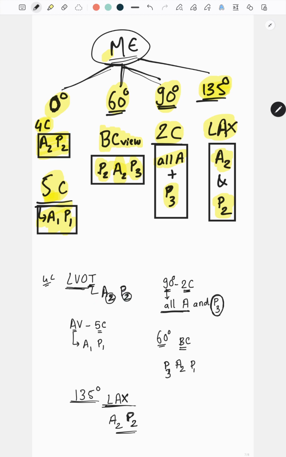At around 90 degrees, the aortic valve is seen. That is the 5-chamber view, A, that is the first letter, so it is A1 and P1.